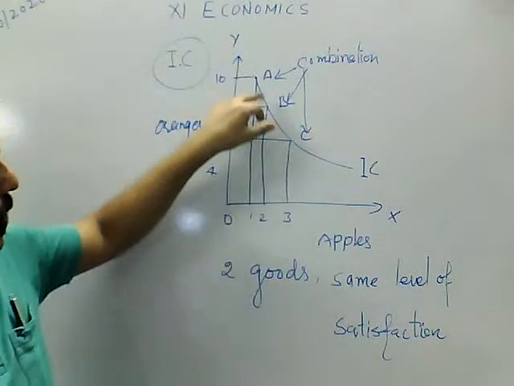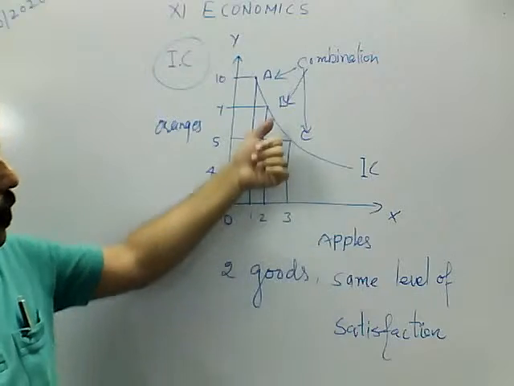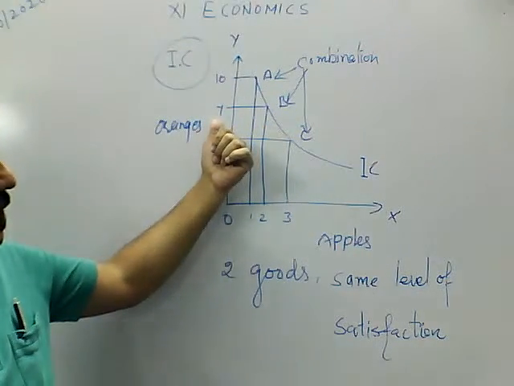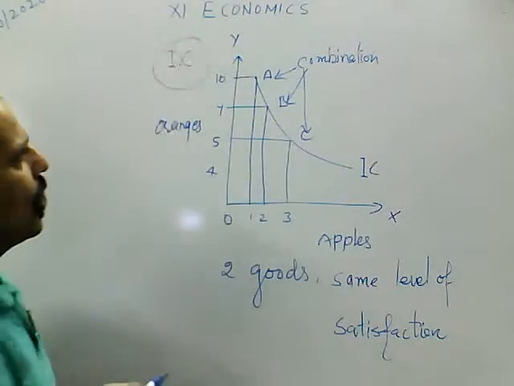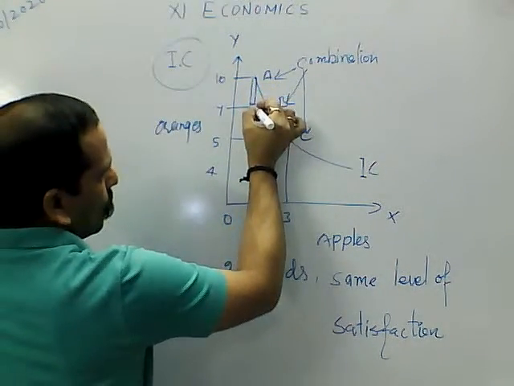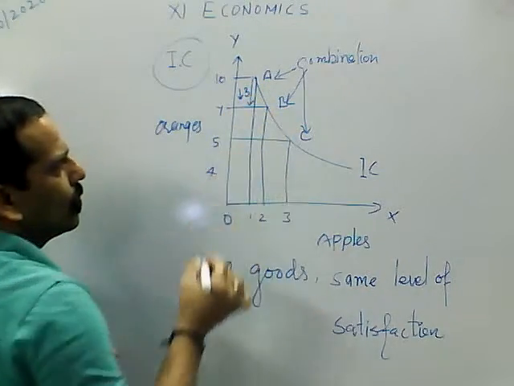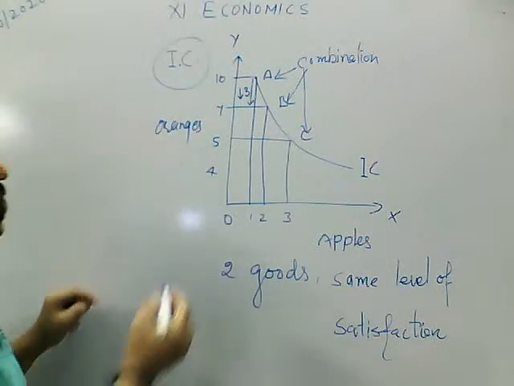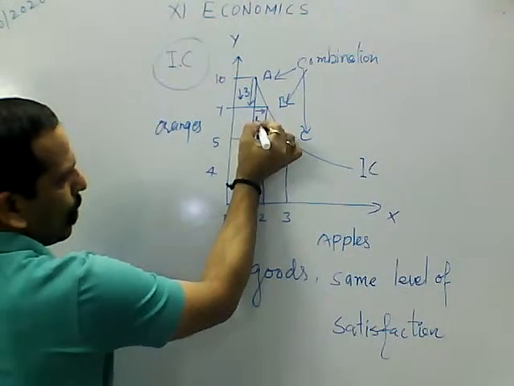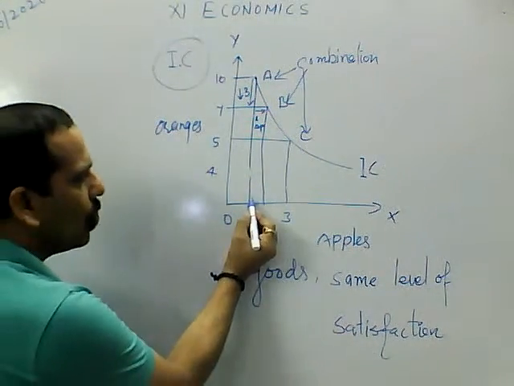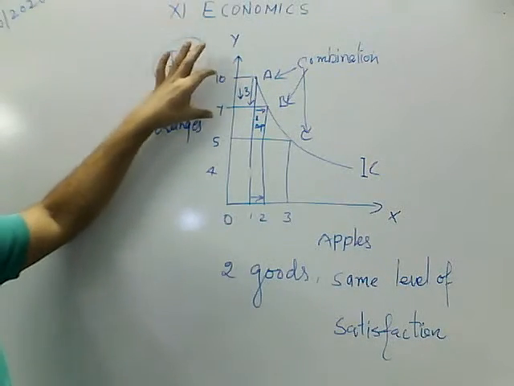If you want to take A combination, here it means more preference for the oranges. If you go to the second, 7 and 1 more unit of apple, but for that you have to sacrifice. You sacrificed 3 units of oranges to get 1 more unit of apple. It means to get 1 more unit of apple, you sacrifice 3 units of oranges.